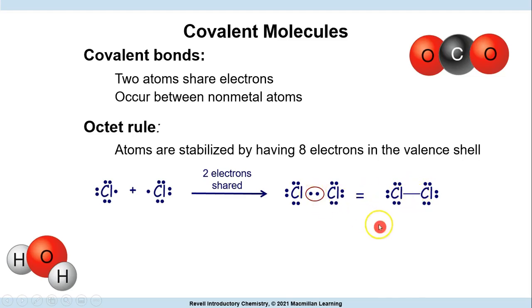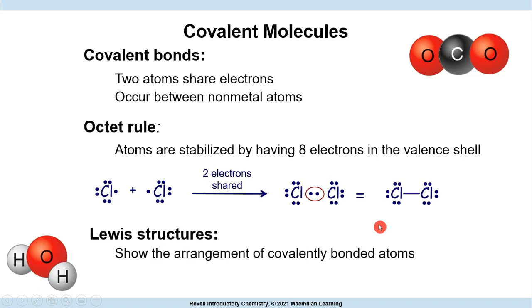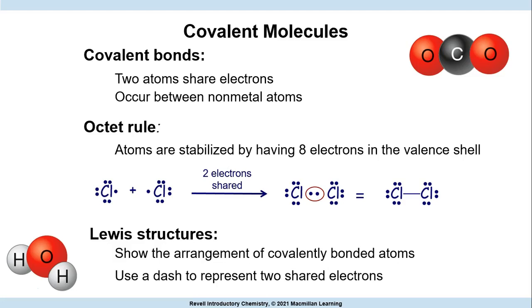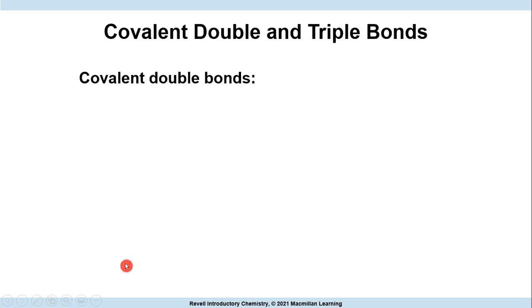It represents 2 electrons. So the Lewis structures show the arrangement of covalently bonded atoms, and we use a dash to represent 2 shared electrons. So what you actually see here, this is the Lewis structure, and it shows the arrangement of covalently bonded atoms. So this is the Lewis structure of water, and this is the Lewis structure of carbon dioxide. We are going to show how to draw the Lewis structure, and you will see all the bonds and the lone pairs involved in that structure.